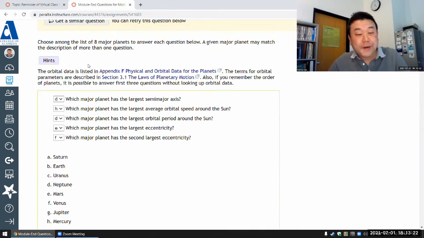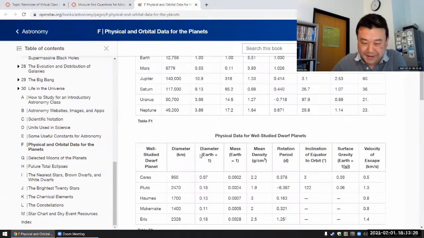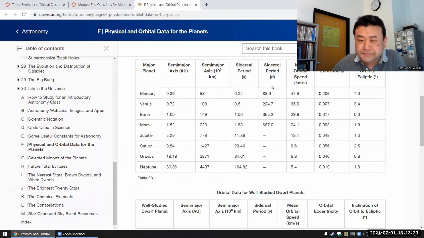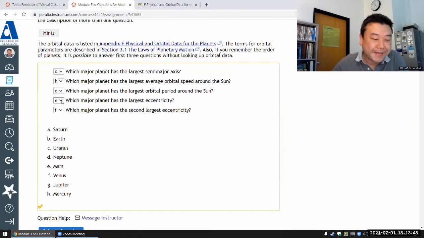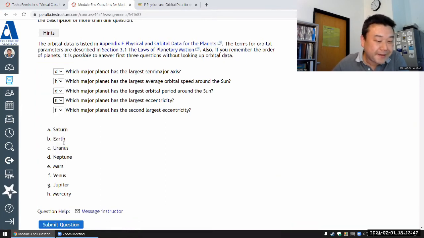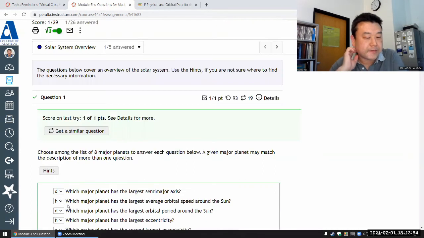Let me do what I recommended that you do and just look it up. So orbital data, orbital eccentricity. Oh, I was wrong. Mars doesn't have the largest eccentricity. So these two are flipped around. Huh. Okay, I don't know why it surprised me. So it's this way.